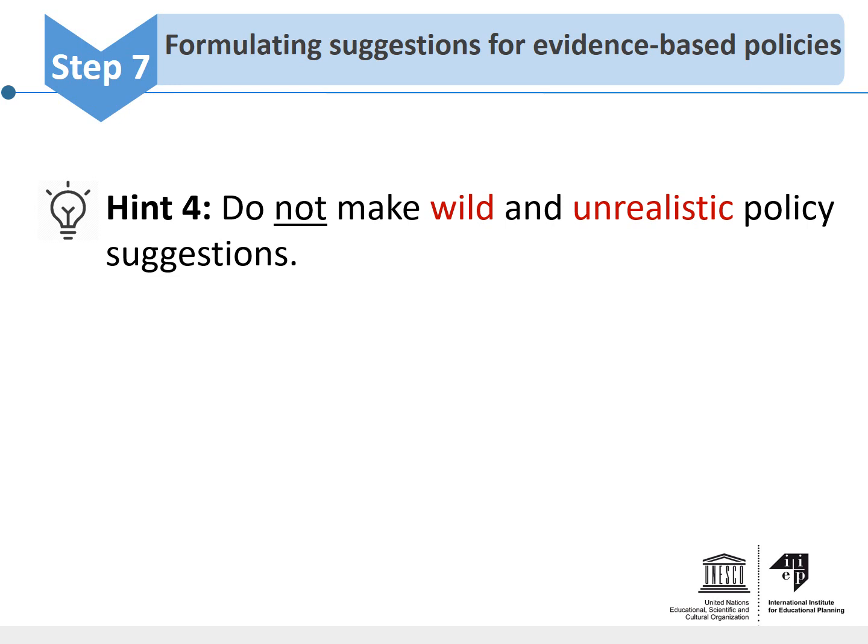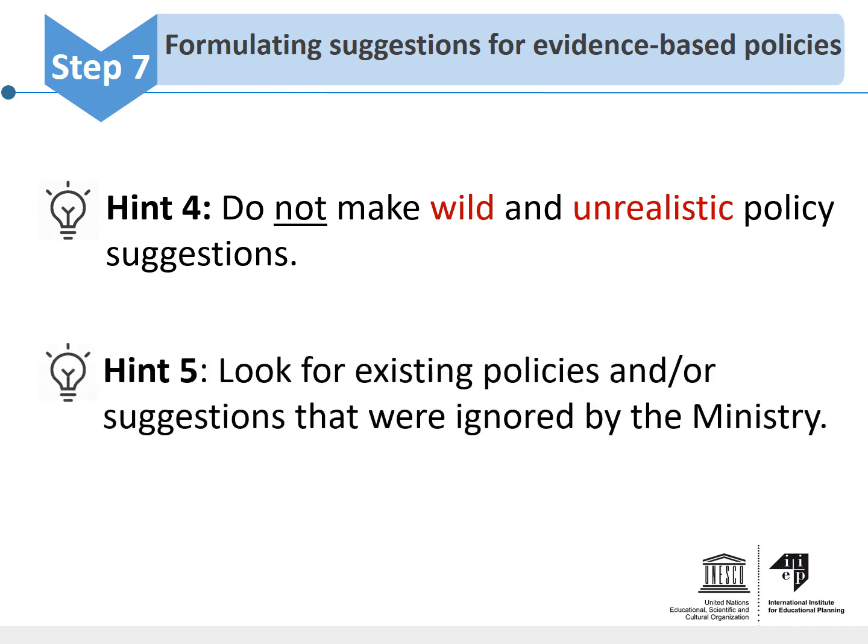Hint 4. Do not make wild and unrealistic policy suggestions. For example, the ministry should ensure that at least 120 hours of life skills-based HIV and sexuality education are provided to students at secondary school. Hint 5. If there are existing policies, countries should look for policies or suggestions that were ignored by the ministry. For example, if a policy called for improved bursary support for OVC through school-based programs, but the trend analysis showed that there was no improvement in providing free support to OVC, then you should point this out.